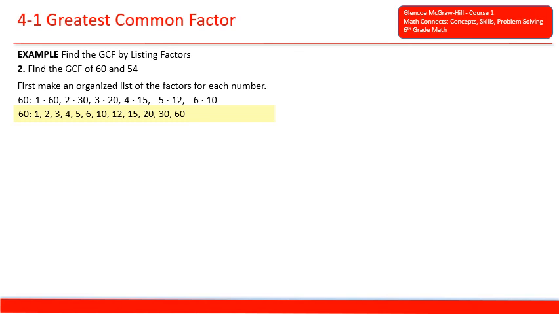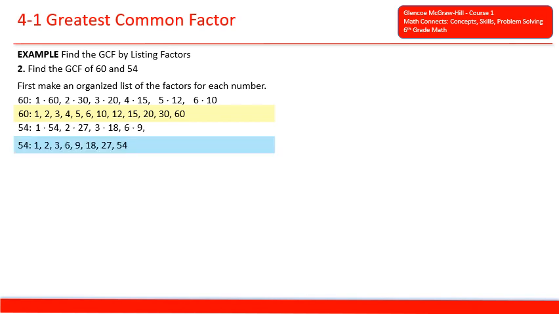So if we just rearrange those and list them out instead of by multiplying, that's what it looks like. 54: 1 times 54, 2 times 27, 3 times 18, 6 times 9. And if we rearrange those in order from least to greatest, that's what that looks like. And now we're going to circle the common factors, and that's why we listed them out in that order.